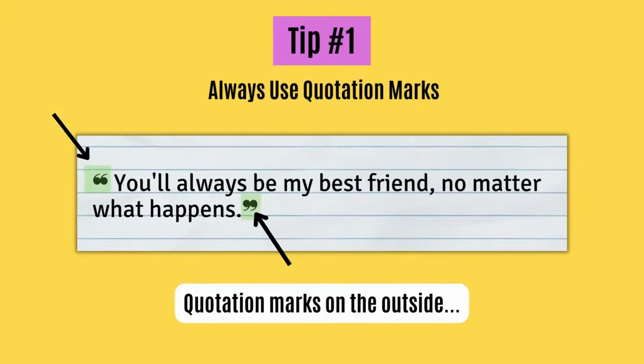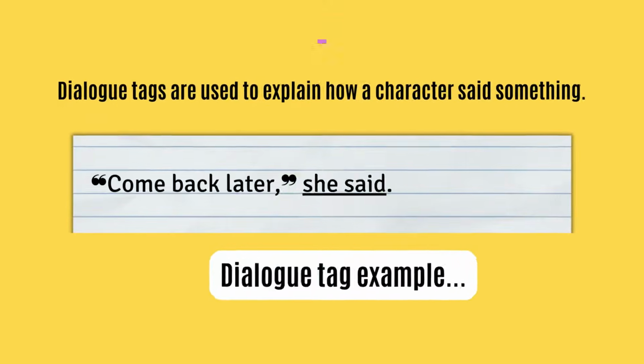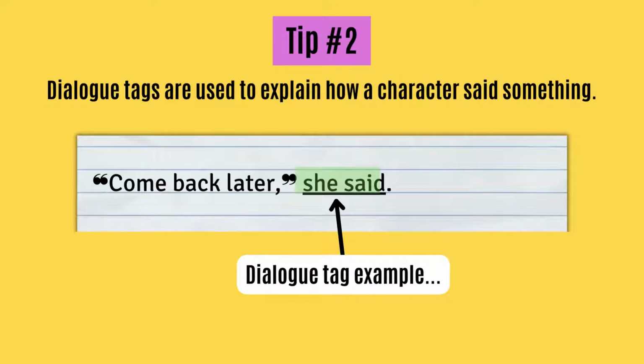Tip 1. Always use quotation marks. All direct dialogue is written inside quotation marks, along with any punctuation relating to that dialogue. Tip 2. Dialogue tags are used to explain how a character said something. Each tag has at least one noun or pronoun and one verb indicating how the dialogue is spoken.